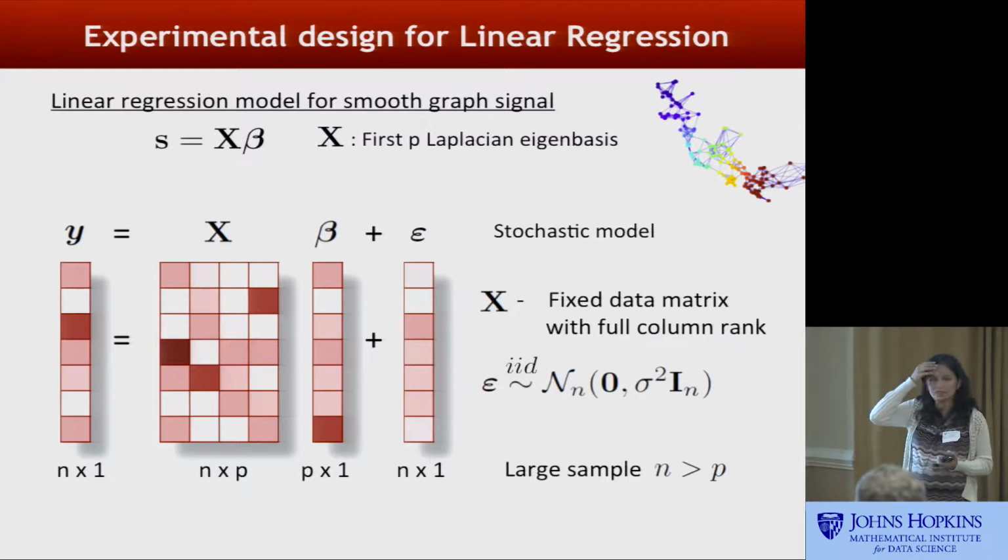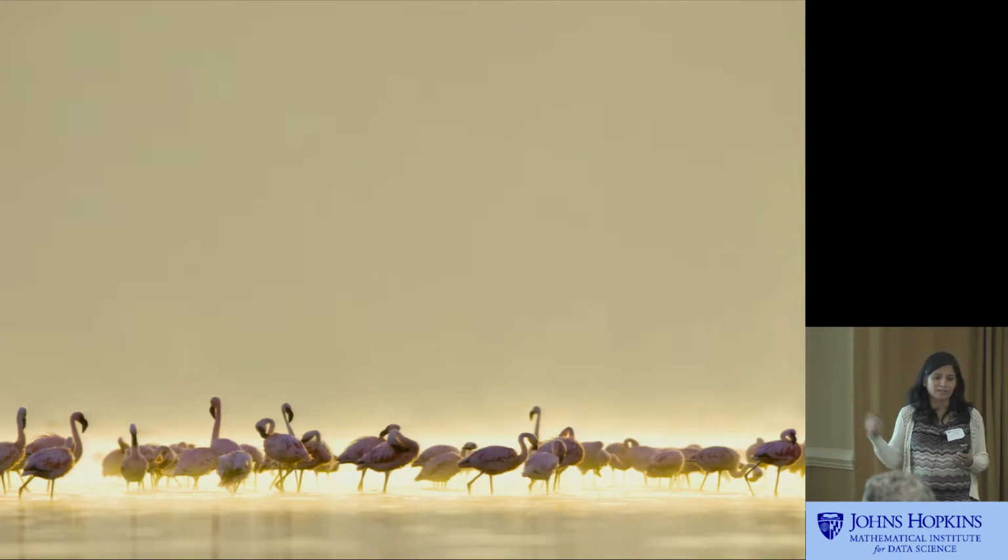So if you still want to think of the graph setting, then the simplest way is we are assuming a linear regression model for a smooth graph signal, by which we mean that my signal can be represented as x times beta, where x are some graph features.